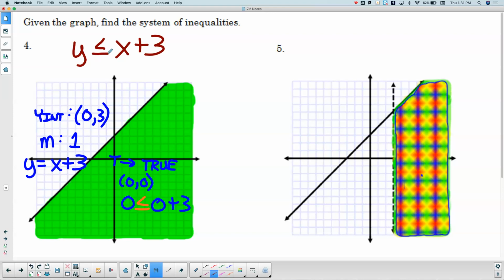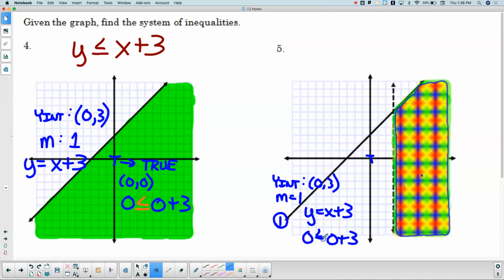Questions on that one? Try number 5. First boundary has a y-intercept of 0, 3. It has a slope of 1. That would be y equals x plus 3. If I used my origin as a test point, the truthfulness of this, it's solid, so we'd be there. So that would come out as y is less than or equal to x plus 3.